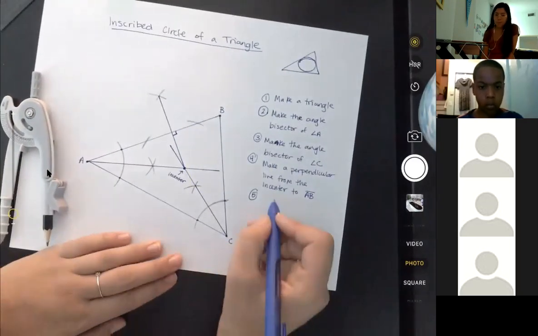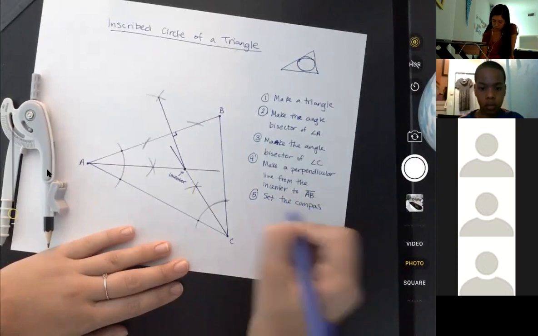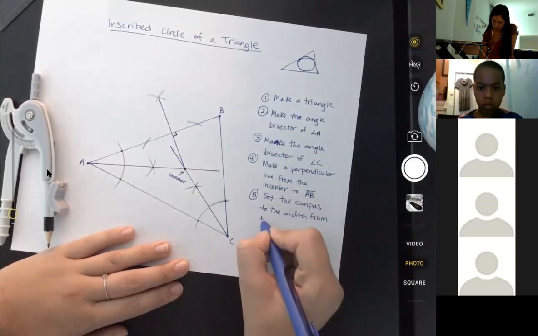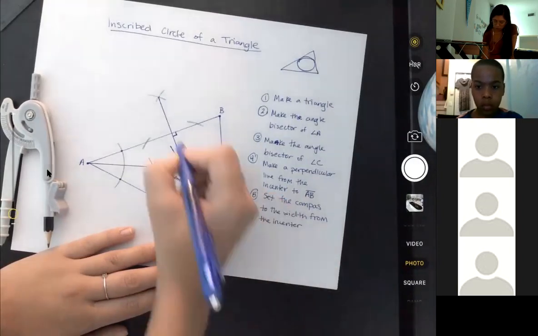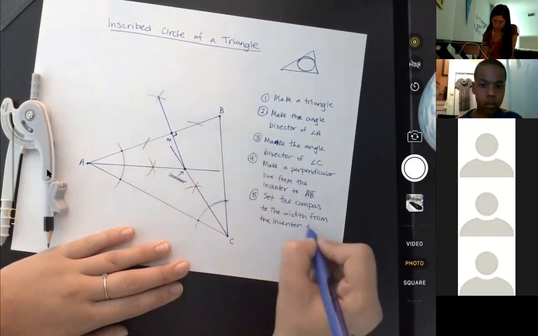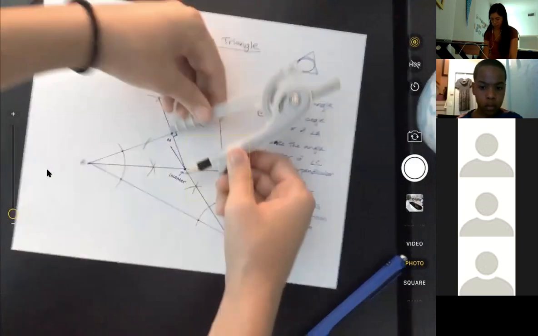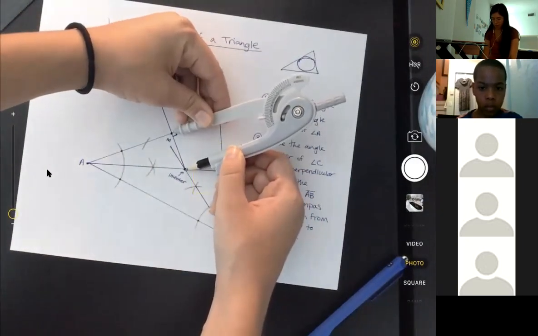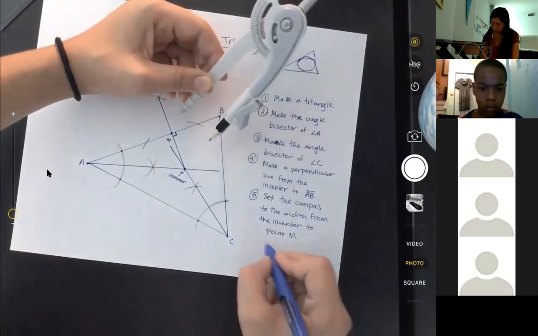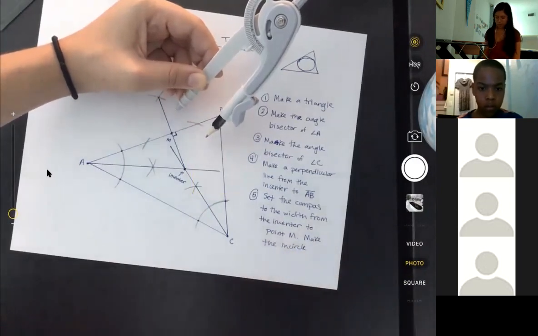So now we're going to set the compass to the width from the in-center to, let's call it point M. To point M. So now I'm taking my compass and I'm going to make sure it's the same width from the in-center to point M. Okay, so now it is at that correct width, and then from there I can make my circle. Yay, my in-circle.